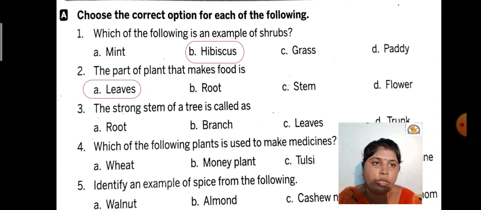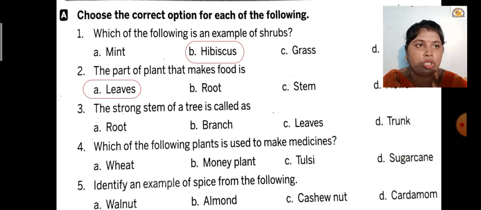So let us see the next question, that is question number 3. The strong stem of a tree is called A, root, B, branch, C, leaves and D, trunk. So which is the correct answer? Obviously the strong stem of a tree is called the trunk. So the answer is option D, that is trunk.